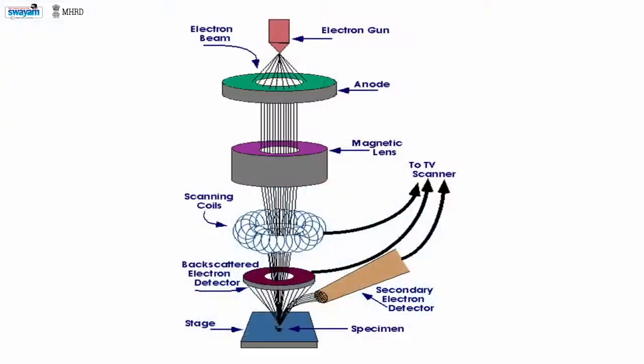Nowadays, most of the scanning electron microscopes have either a backscattered electron detector or a secondary electron detector along with the energy dispersive X-ray detector. A typical SEM will have an electron source or electron gun, electromagnetic lens, backscattered electron detector or secondary electron detector, and X-ray detector.